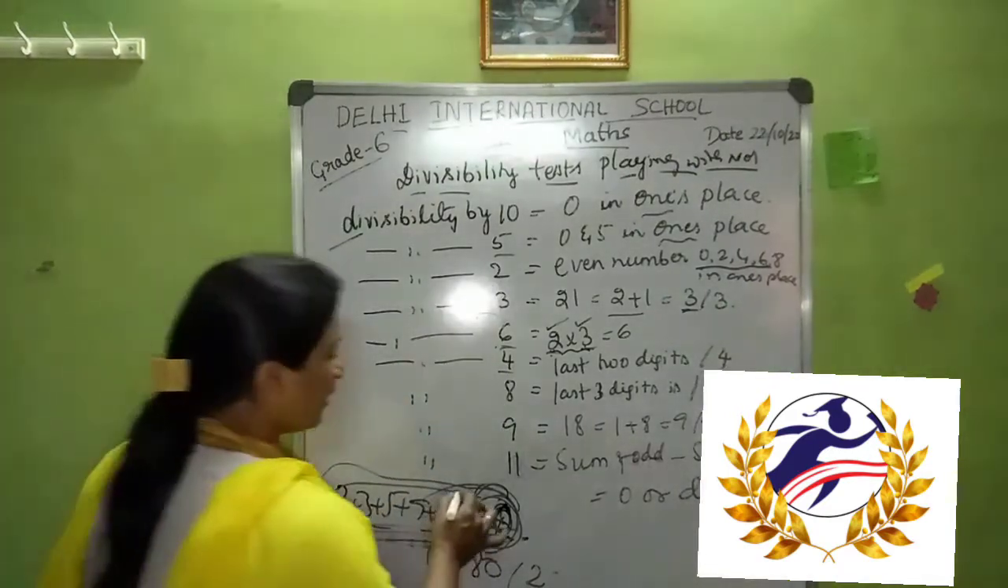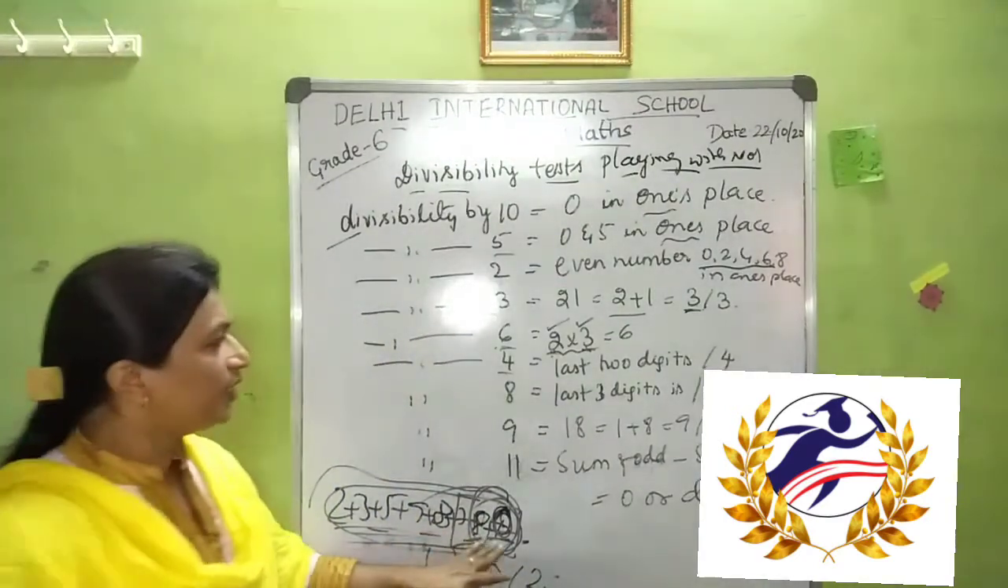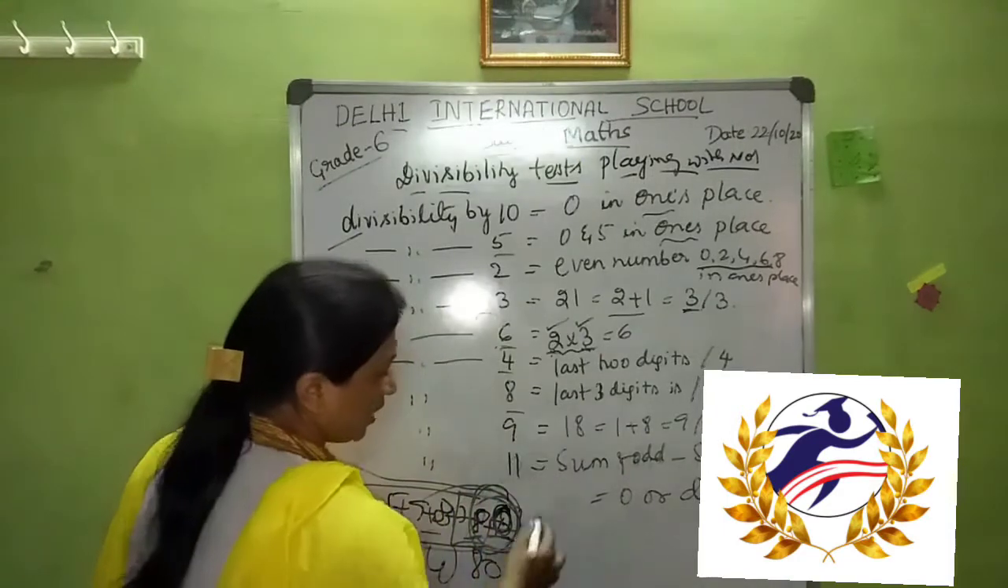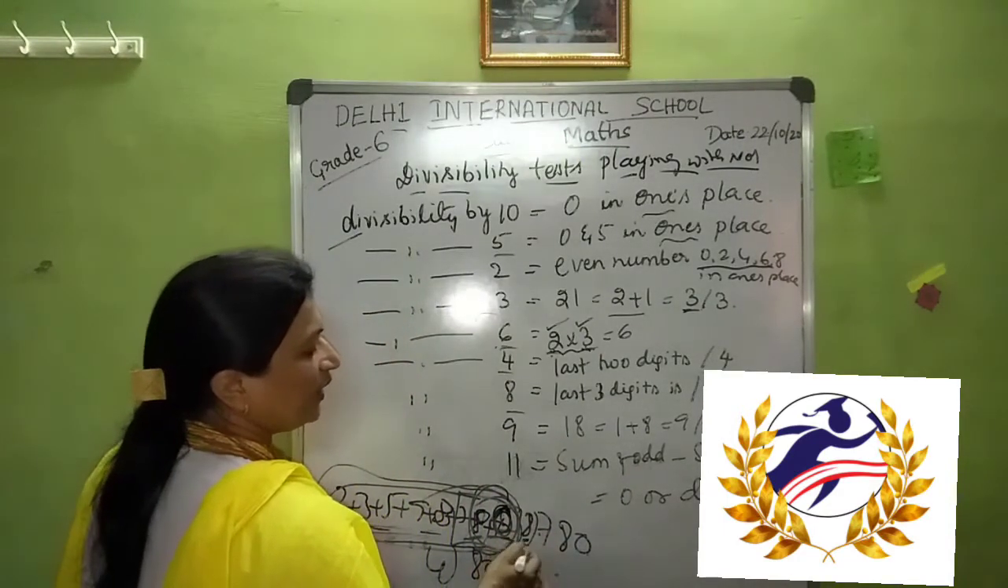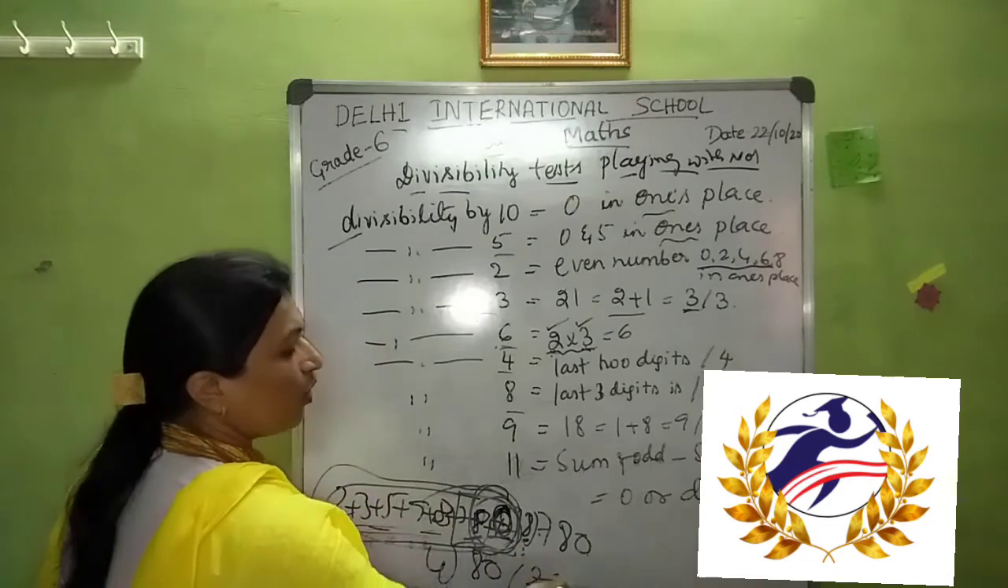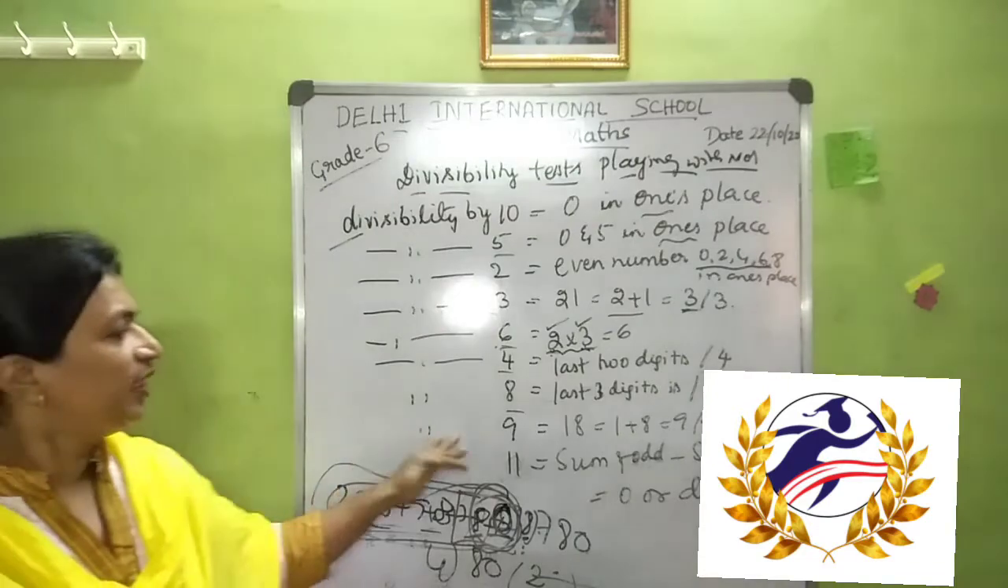Then divisibility by 8. Here we need to check the last 3 digits. If the last 3 digits, here 780, are divisible by 8 and we get the remainder 0, then the whole number is definitely divisible by 8.